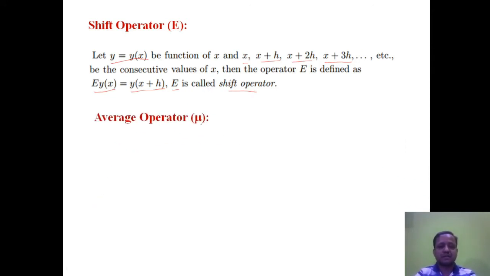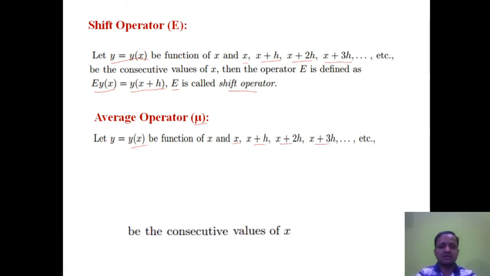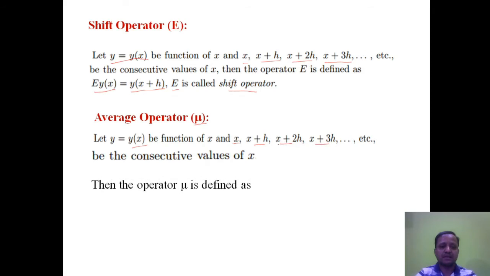So the next operator is the average operator. The same thing, for a function we know some equidistant values of x and the corresponding y values. If you apply this operator mu on this function, mu of y of x is nothing but 1 by 2 times y at x plus h by 2 plus y at x minus h by 2. This is about the shift operator and the average operator.